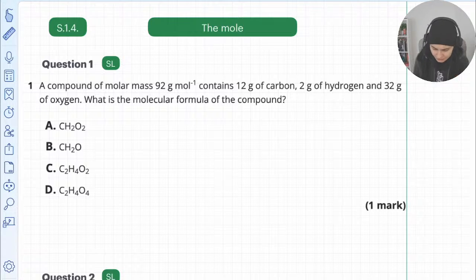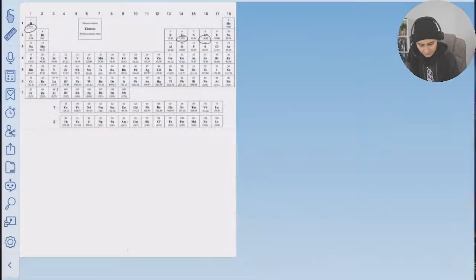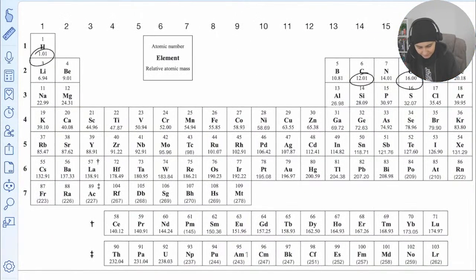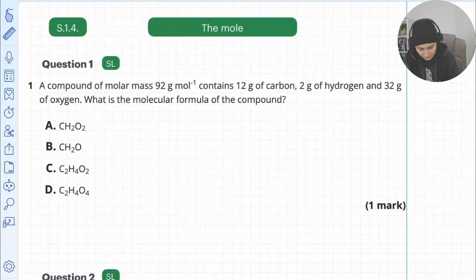Okay, so first question. A compound of molar mass 92 grams per mole contains 12 grams of carbon, 2 grams of hydrogen, and 32 of oxygen. What's the molecular formula for the compound? Okay, so first what we do is we find the empirical formula. Because this is a multiple choice question, we can round the molar masses, so I don't have to use 12.01 for carbon. Strictly speaking, you have to use 12.01 if you're solving paper 2, but here I will just use 12.